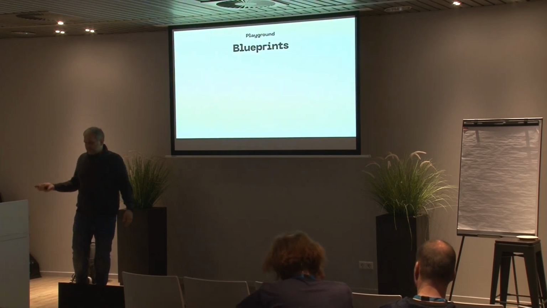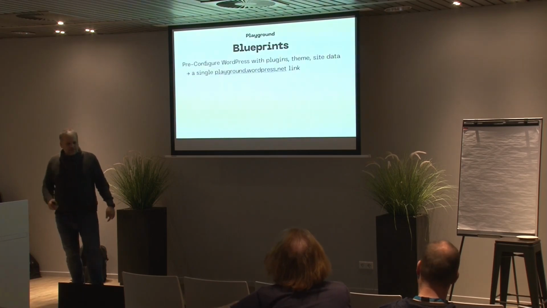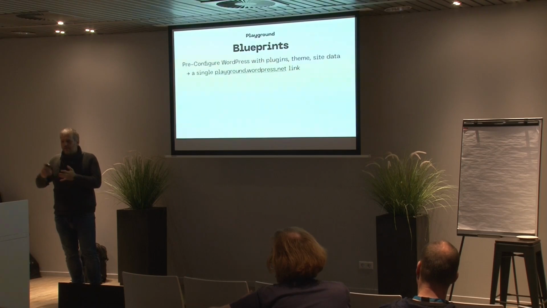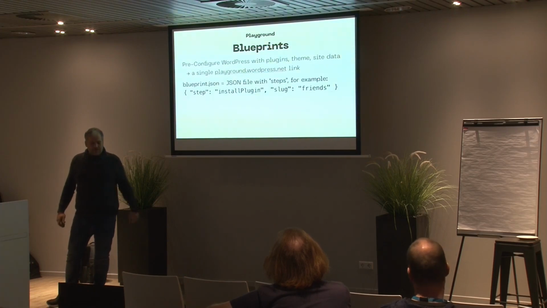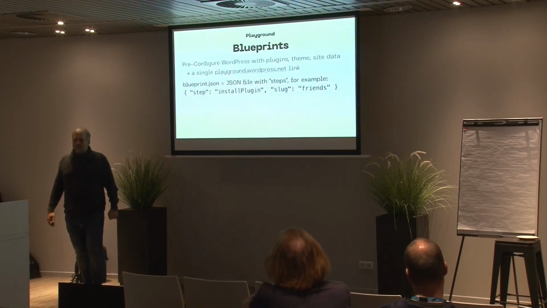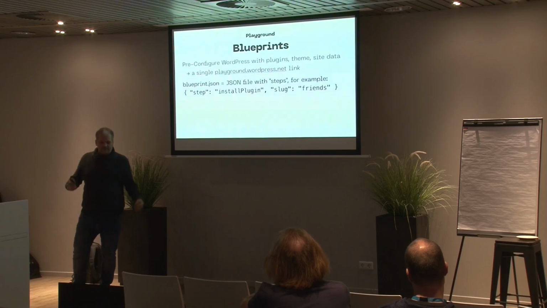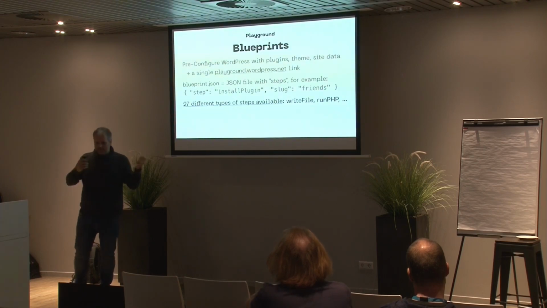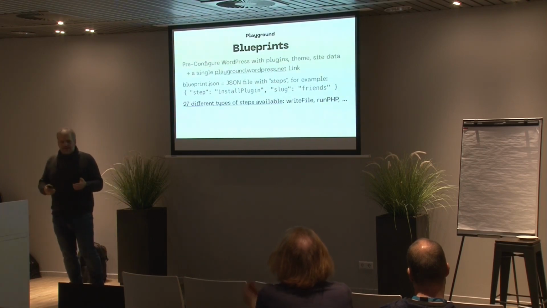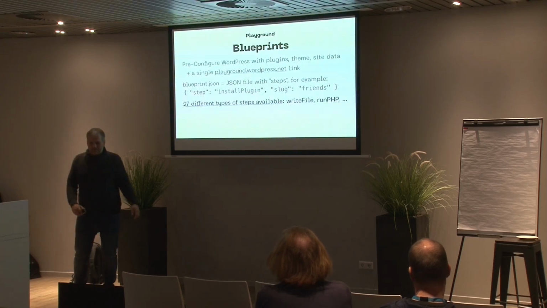For that, you need blueprints. So a blueprint is this way to pre-configure a WordPress with multiple plugins or specific themes, site data. There's lots of ways to do it. You do it with a JSON file, and it mostly consists of steps. So one of the steps would be, for example, install plugin. And there's 27 different steps. There's write file, run PHP, basic ones like mkdir, remove, stuff like that.